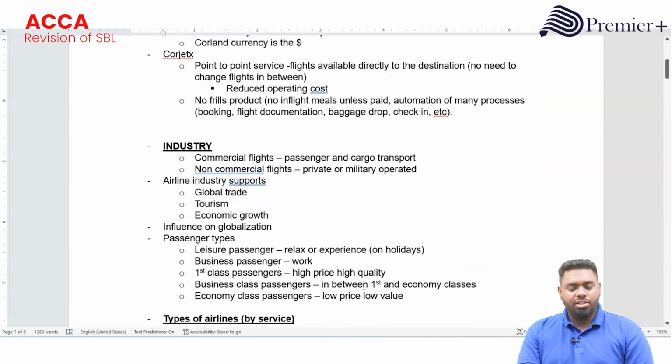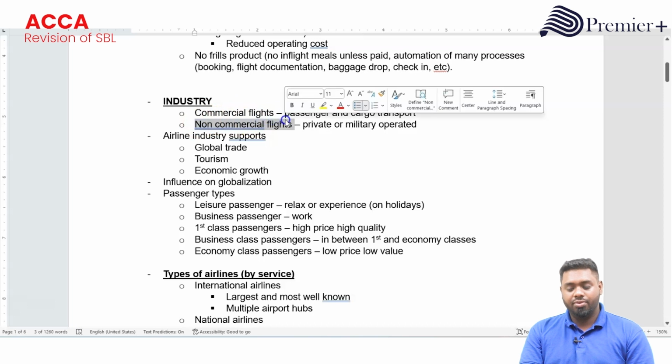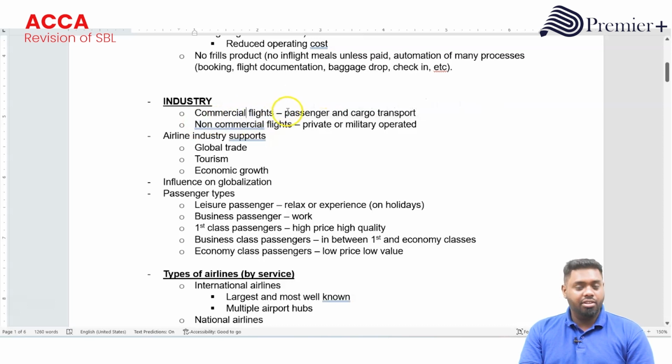Next is the industry. If you look at our industry, the airline industry includes both commercial flights as well as non-commercial flights. Commercial flights basically are either traveling for passengers or transport of cargo. It can be passenger and cargo transportation. Non-commercial flights are typically where the flights or the airlines are owned privately or by the military.